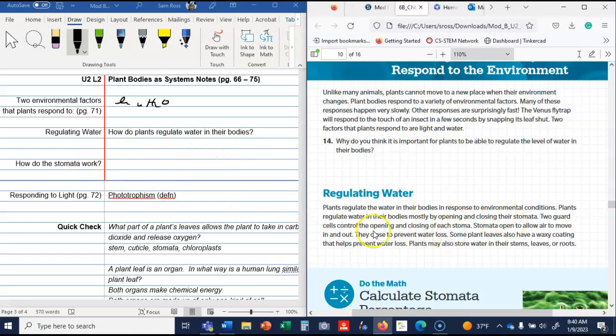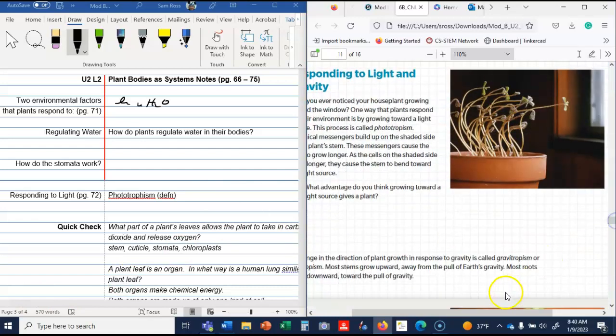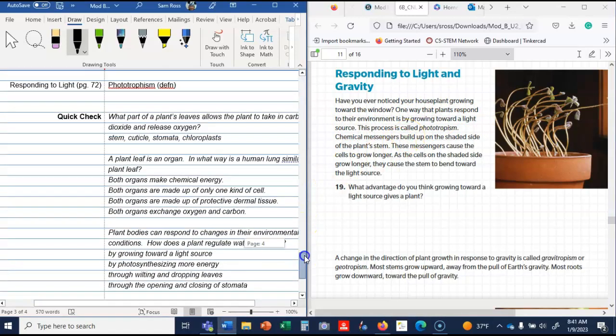Okay, how do the stomata work? Stomata open to allow air to move in and out. They close to prevent water loss. And then phototropism is here. One way that plants respond to their environment is growing toward a light source. That's phototropism, when it grows towards a light source.